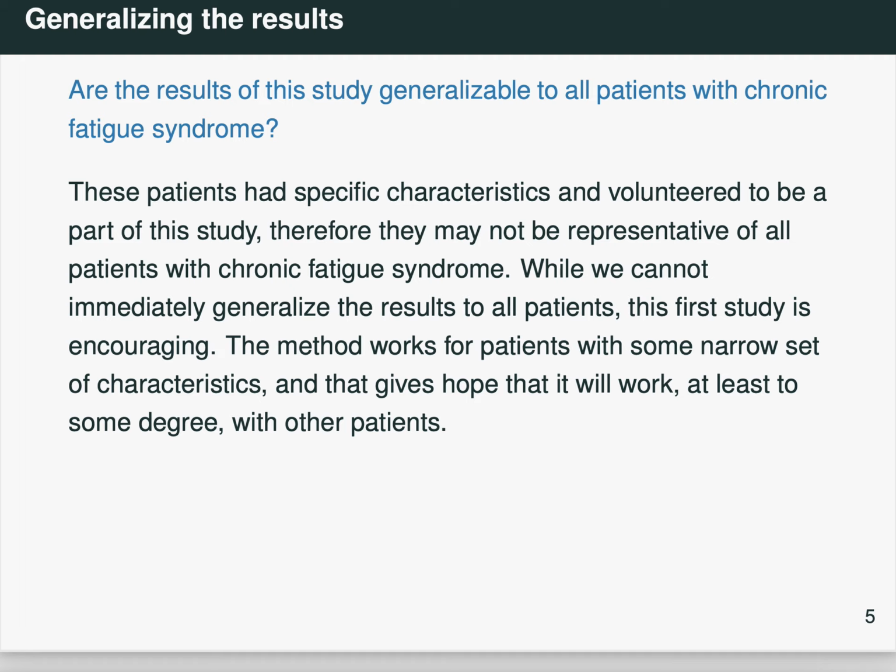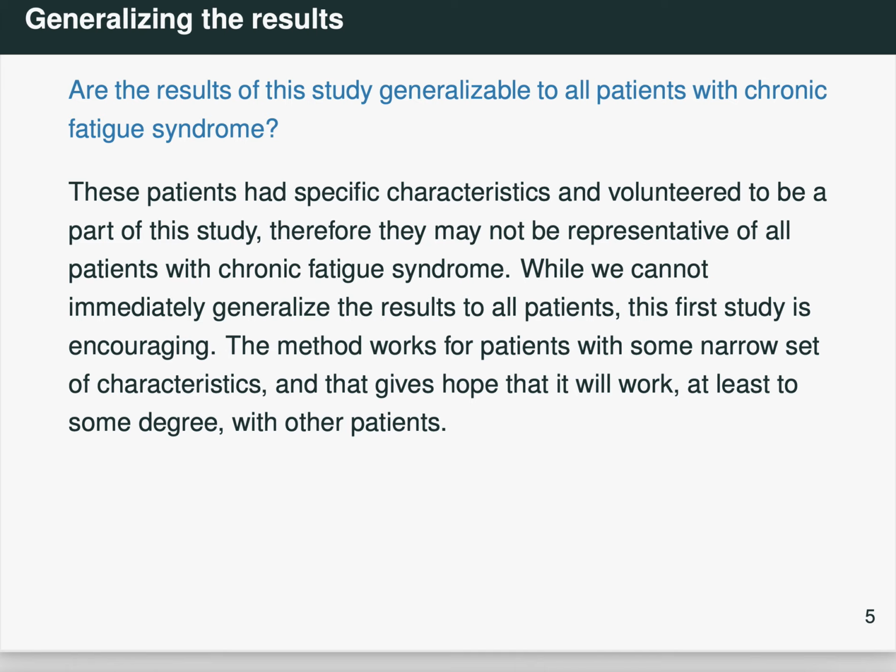For example, if you're trying to generalize to all females, but maybe you only had 15 females in each group, that would make it difficult to generalize to all females because you didn't have a high group from there. So while you can't immediately generalize results to all patients most of the time, this first study would be encouraging because of that 51% difference.